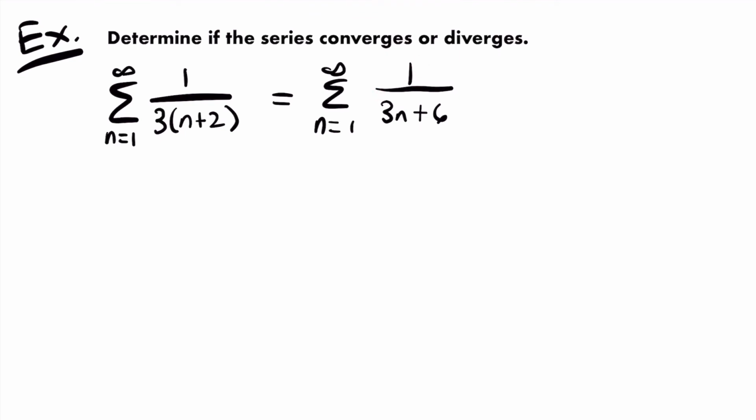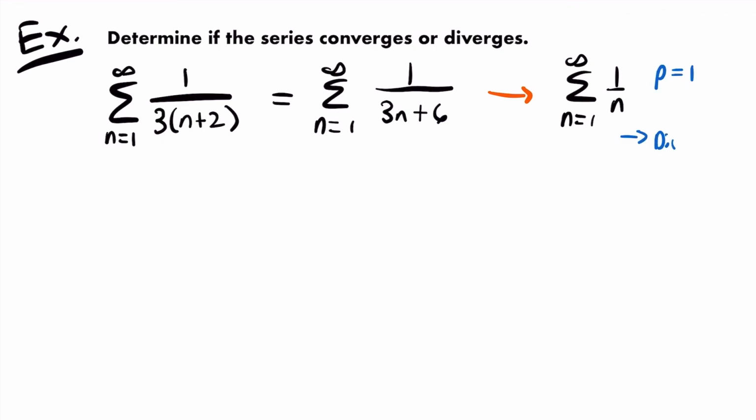We have 1 divided by 3n plus 6. If we remove that 6 and ignore that constant multiple of 3, we could compare this to a p-series of 1 divided by n. In fact, that would be the harmonic series, which is the sum from n equals 1 to infinity of 1 divided by n.